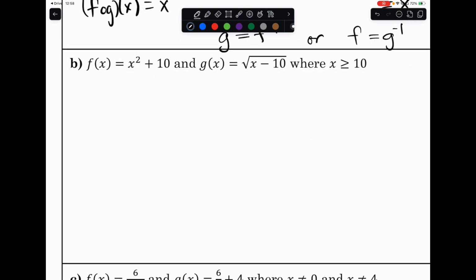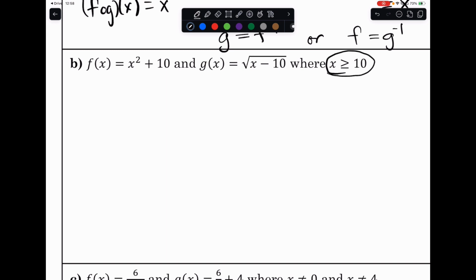Let's now look at the next example. In example B here, f of x is equal to x squared plus 10, g of x is equal to the square root of x minus 10, where x is going to be greater than or equal to 10. Now, not every function can have an inverse unless, again, we restrict values in the domain. In this example, we're restricting x to only numbers greater than or equal to 10.